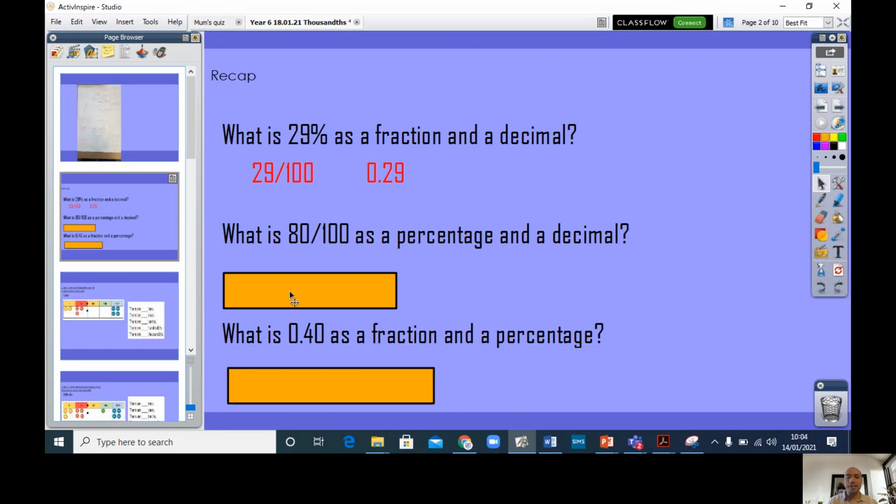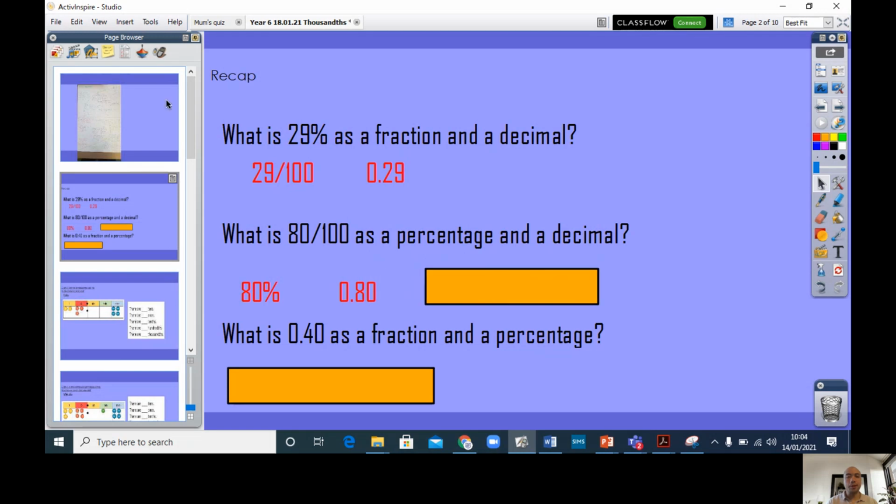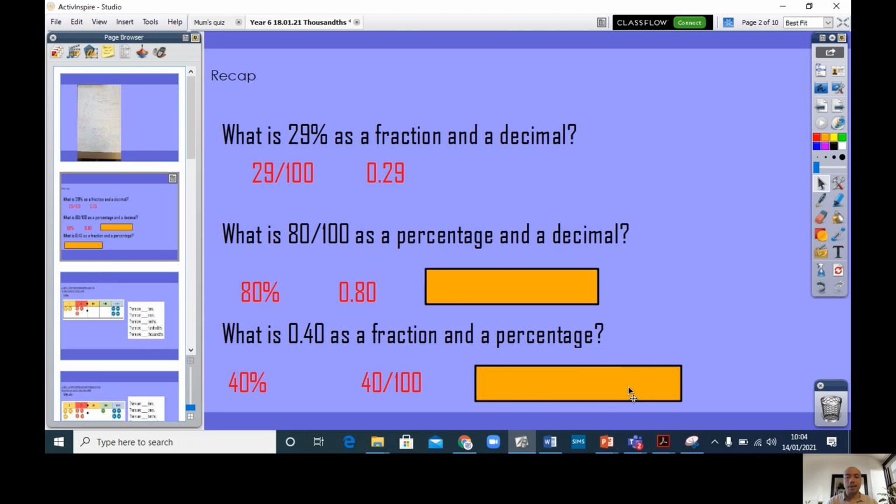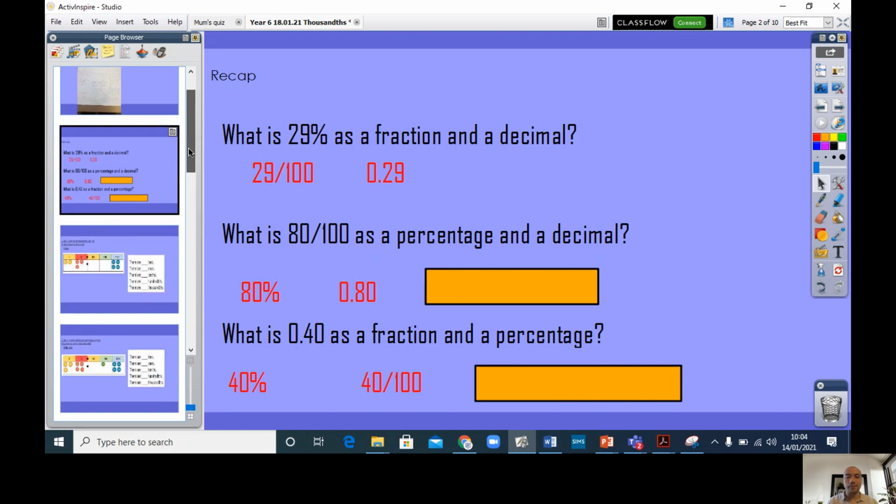Okay, brilliant. What is 80 over 100 as a percentage and a decimal? Let's have a look. We've got 80% and we've got 0.80, as a percentage and a decimal. And what is 0.40 as a fraction and a percentage? We've got 40% and 40 out of 100.